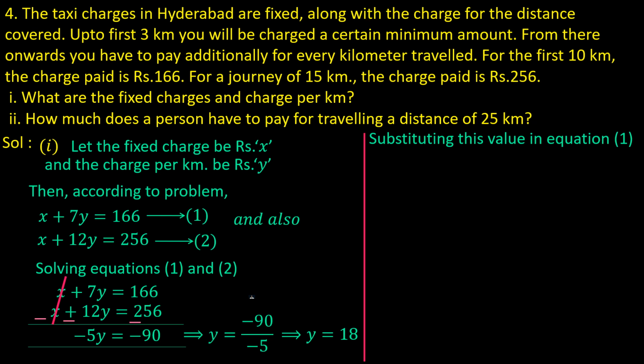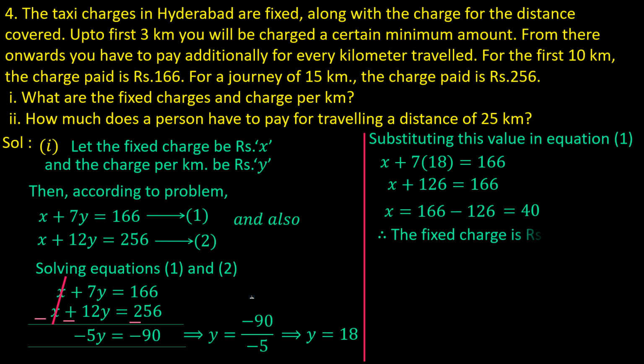In equation 1 we have X plus 7Y equal to 166, and we got the value of Y as 18. So we can write X plus 7 into 18 equal to 166. Now 7 into 18 is 126, and X equal to 166 minus 126, which is equal to 40. So X equal to 40 and Y equal to 18. That is, the fixed charge is 40 rupees and the charge per kilometer is 18 rupees. That is the solution of the first one.